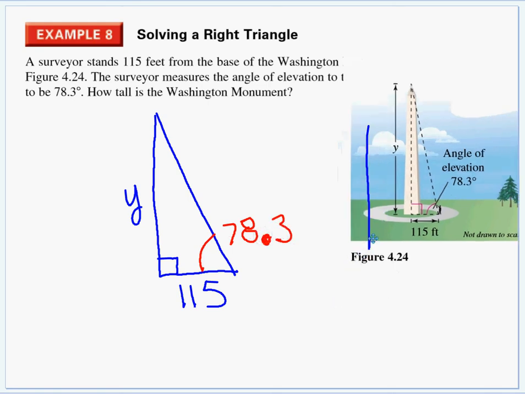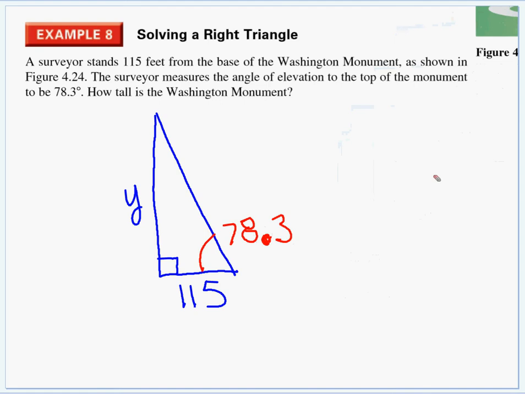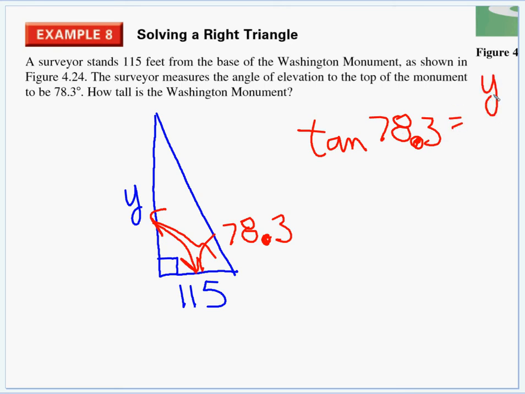So let me get the distracting picture out of the way. And let's figure out the side we have and the side we want. The side we want is opposite. The side we have is adjacent. So what trig function deals with opposites and adjacents? Well, that's tan. The tan of 78.3 is equal to opposite y over adjacent 115.